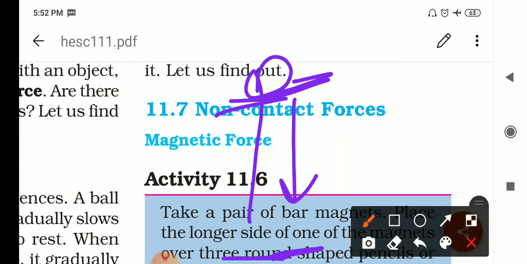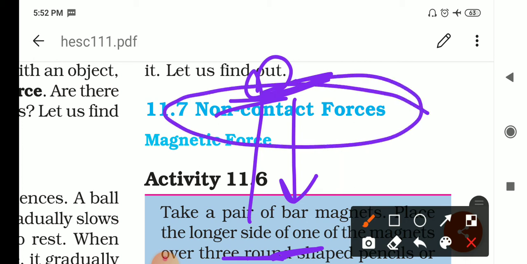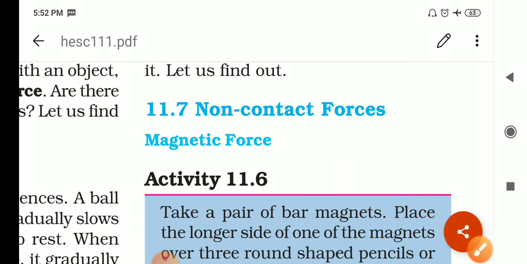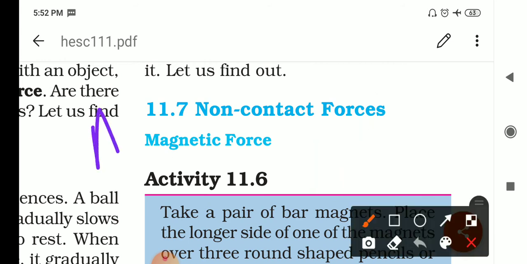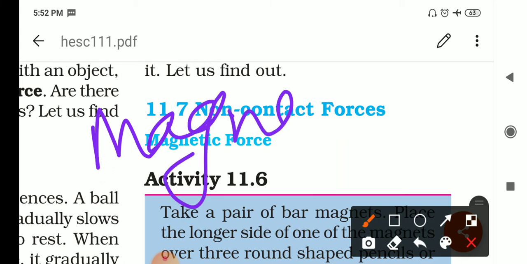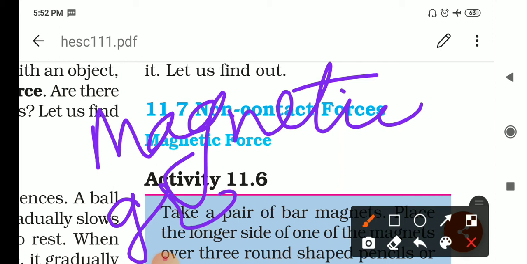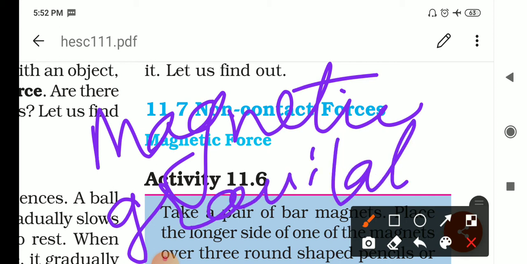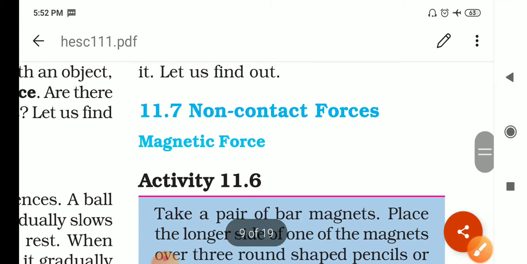Such forces that arise due to the interaction between objects that are not in physical contact are called non-contact forces. Right? Non-contact forces act from a distance, and examples are the magnetic force, and the second example is the gravitational force. And I also have one more example, that is the electrostatic force.